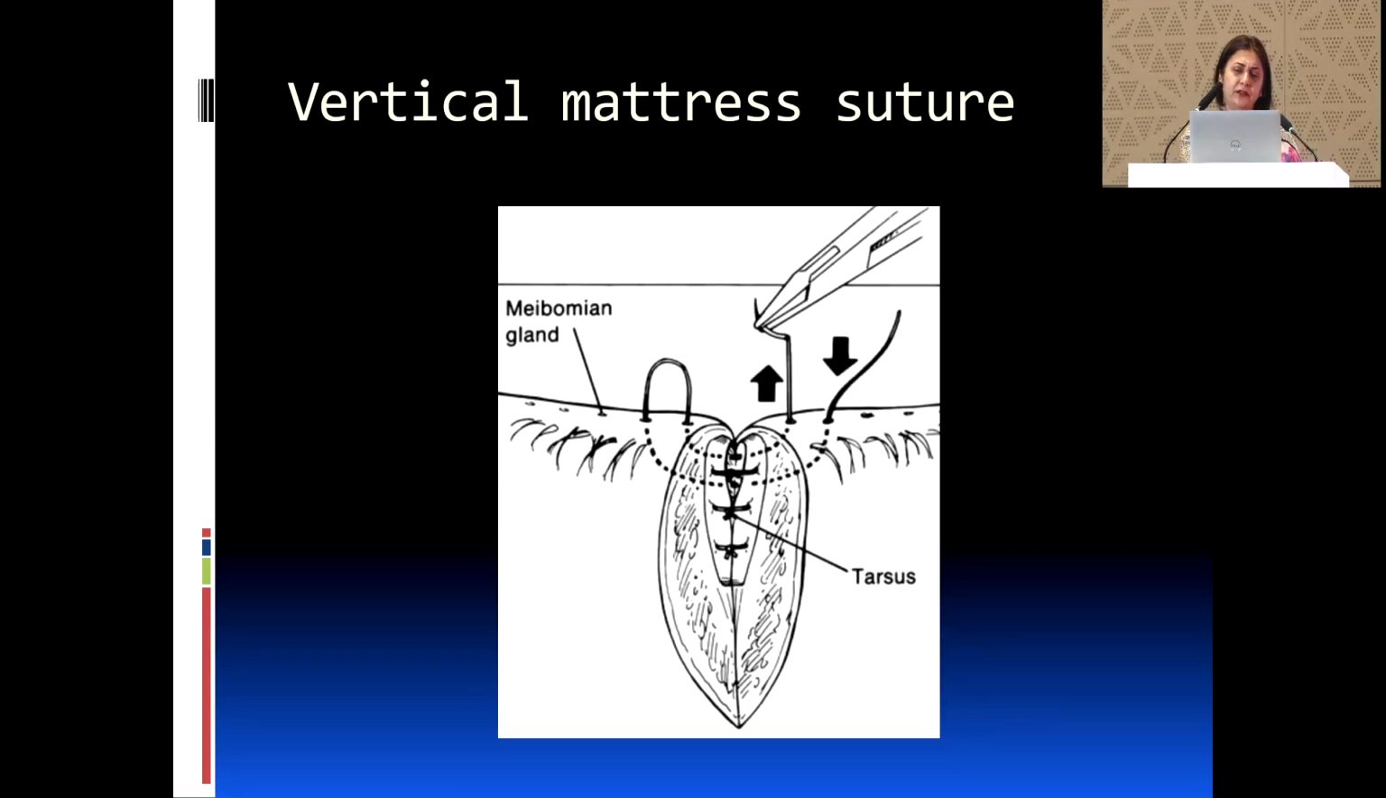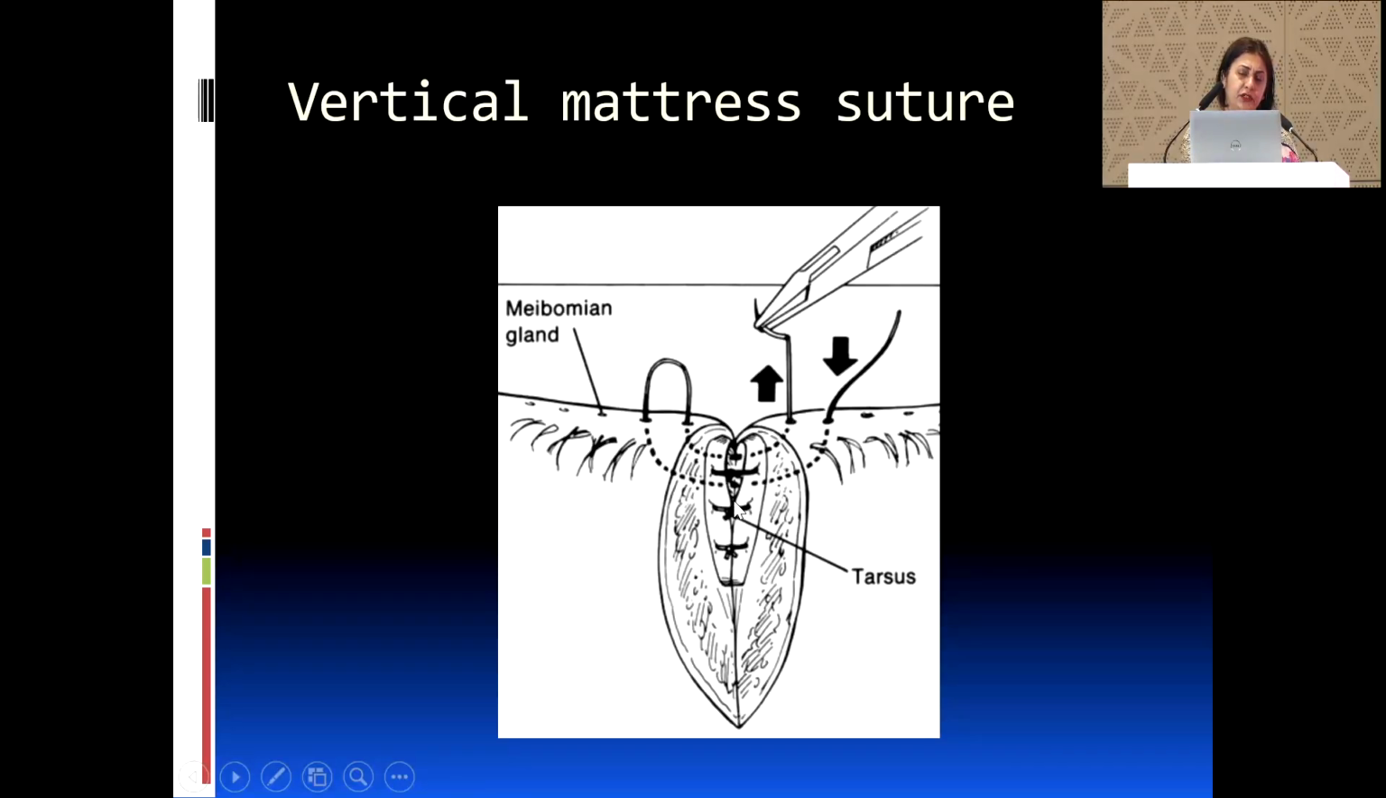Another important aspect in simple lid reconstruction is the vertical mattress suture. We should all know how to give it. It is a near, far, far, near kind of suture. We should use 6-0 Vicryl, go through the meibomian orifice, say at 1.5 mm, then come out near to the other cut end, and then again take another meibomian orifice, 3 mm from the cut end, and then come far again. Keep it loose and long, because we'll tie it in the end.